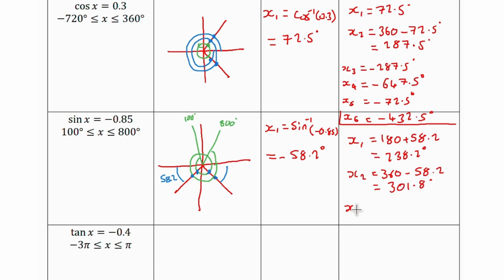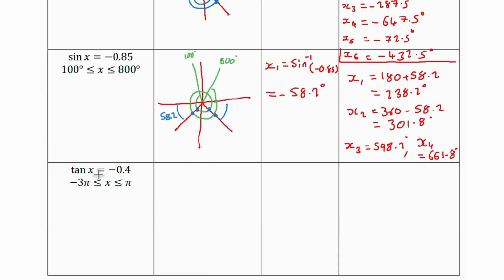And then to find x3 and x4, x3 is just going to be 360 more than this one, so 238.2 plus 360 is 598.2, and x4 is equal to the 301.8 plus 360, which is 661.8 degrees. And if we added another 360 onto either of those, we'd go beyond the 800, so that's all of our possible solutions.